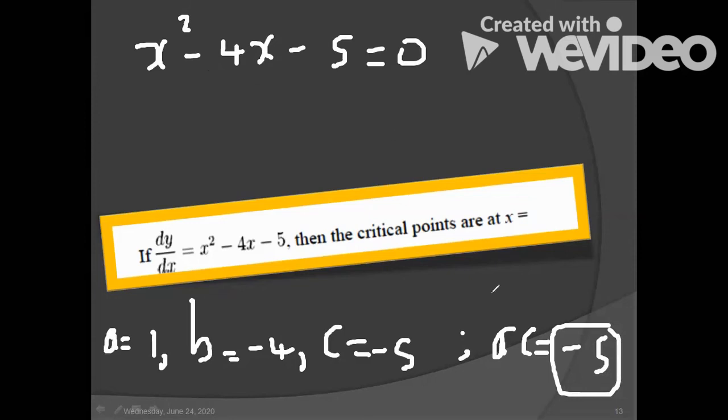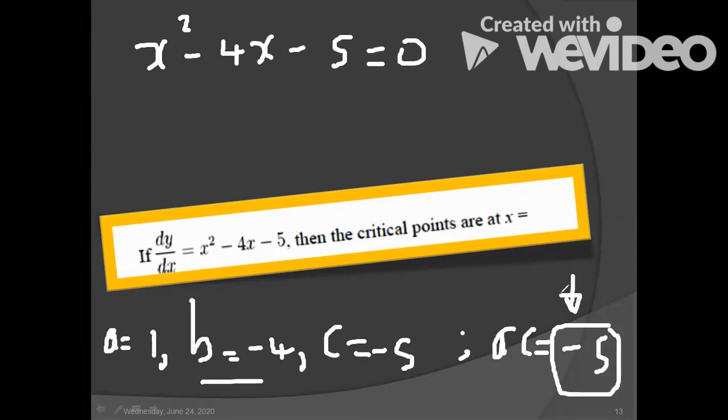Alright, now when you multiply A times C and get negative 5, you're going to ask yourself, you want two numbers that, when you multiply them, you get negative 5, and when we add the same two numbers, we get the B value, which is negative 4. So you're going to ask yourself, what two numbers will, when we multiply, give you negative 5? Well, the first thing that would pop up in your mind would have been 1 and 5.